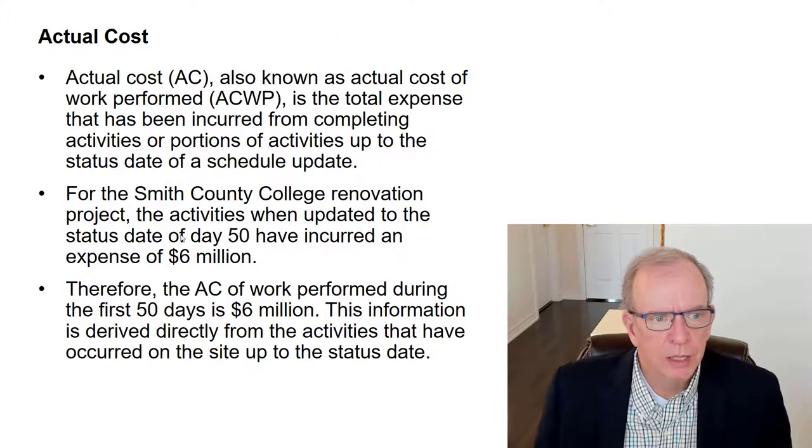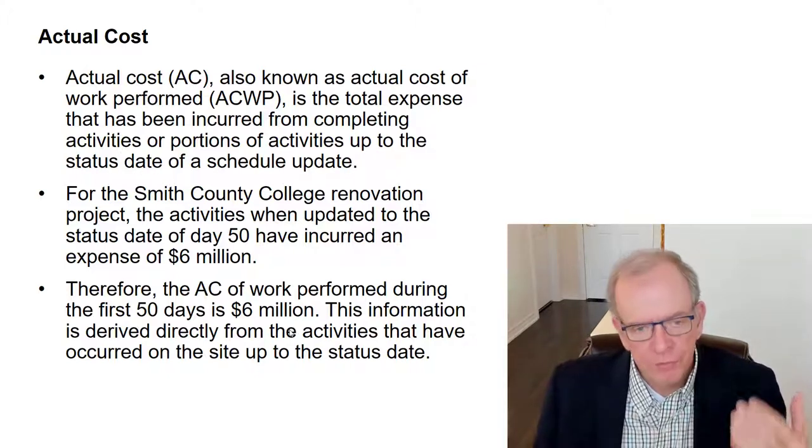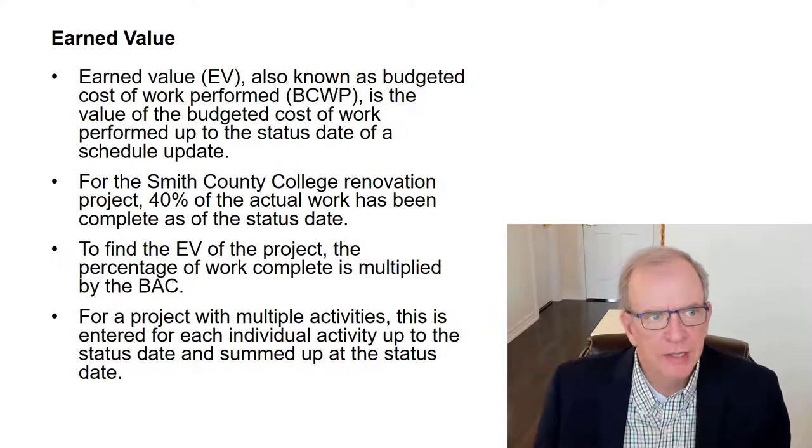Planned value, earned value. So those are those three areas. For the Smith County College renovation, this one here, the activities, when updated to the status date of day 50, have incurred an expense of $6 million. So this project was supposed to take 100 days and cost $10 million. At day 50, it's actually cost $6 million. Therefore, the actual cost of work performed during the first 50 days is $6 million. And we would have taken that from our updates, from the money that we've spent up to that status date.